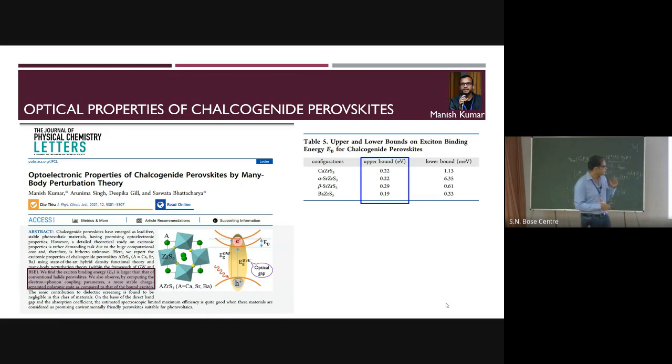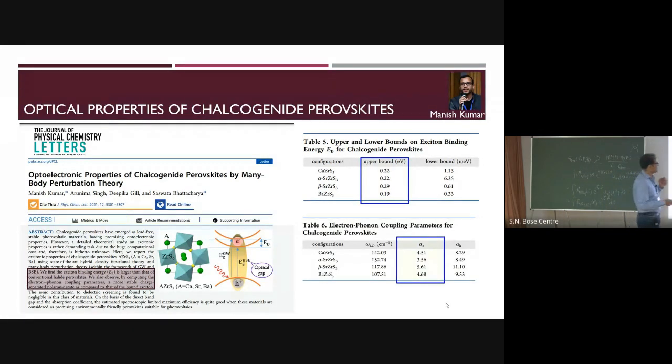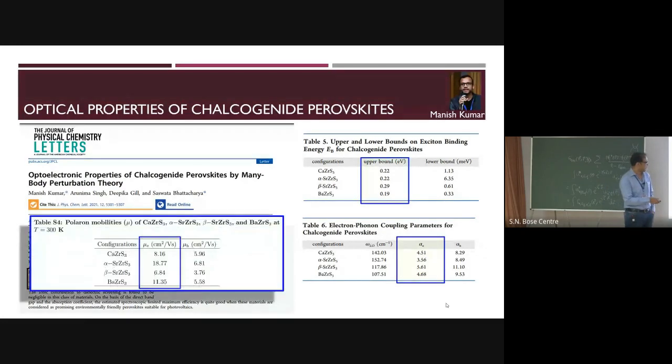So anyway, if you want to see the numbers, these are the exciton binding energies, and these are the electron-phonon coupling constants. If you compare with double perovskite, they are already falling in the same range. So that's why we do not say it is very good, and the polaron mobility is also not at all good for this class of materials. So even though they may be good for optoelectronic device applications, they are not good for solar cells, to be very honest, at least from these numbers.